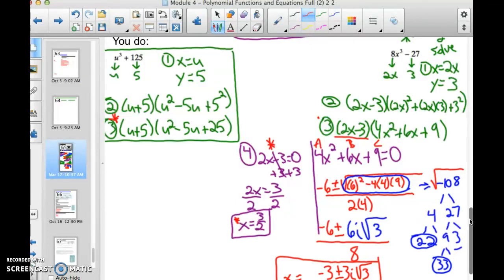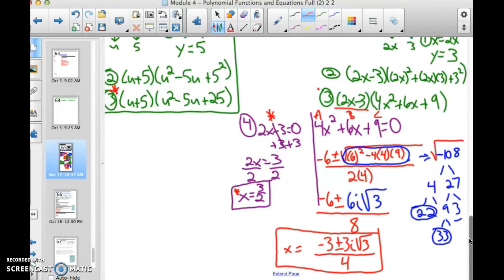Now, 4x squared plus 6x plus 9, I needed to use the quadratic formula. And I showed that work in red, and then I showed how I simplified the discriminant right here in blue. All right? So I set it up right here. Then the discriminant was negative 108, so I had to break that down, and that broke down into 6i radical 3. So it was negative 6, or opposite 6, plus or minus 6i radical 3 all over 8. And then the 6 and the 8 are all divisible by 2, which then leads me to my final answer of negative 3 plus or minus 3i radical 3 all over 4.